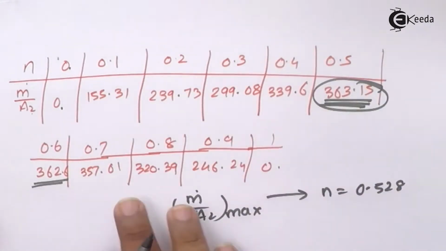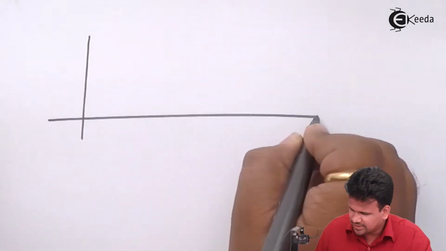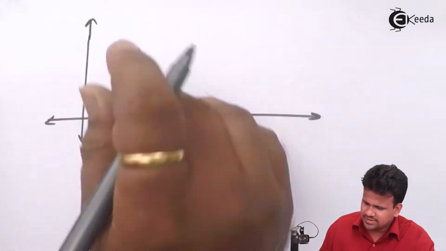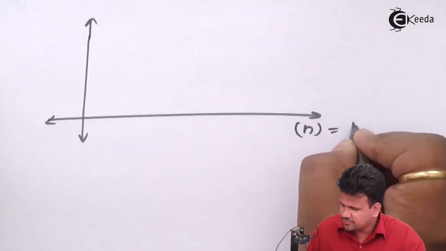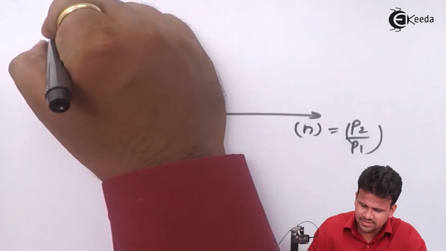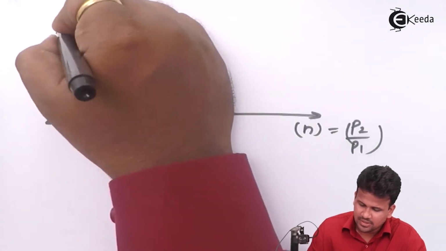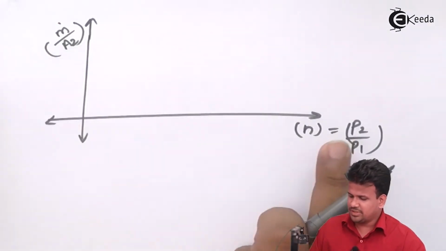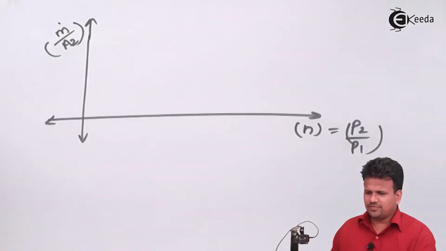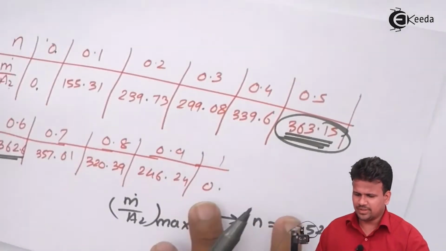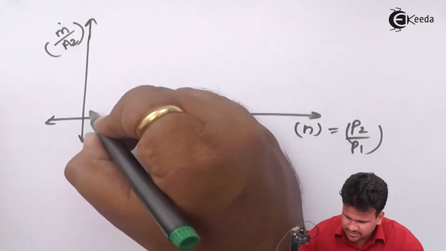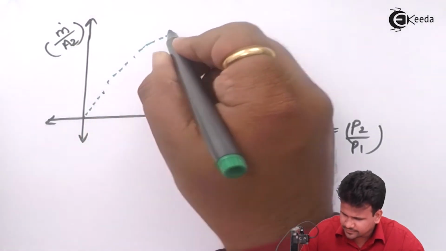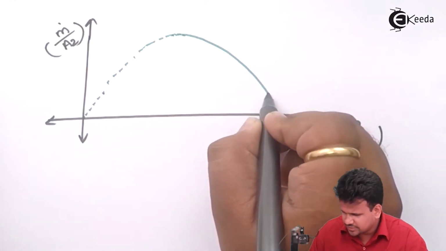Now, if we plot this entire graph, it will look something like this. On the x-axis is a controllable quantity, controlled by us, that is the pressure ratio P2 by P1. And the y-axis is the dependent quantity, that is the mass flow rate per unit area. Mass flow rate per unit area depends upon the pressure ratio. By calculating this variation, we can plot the graph: initially it will increase and then it will start to decrease.